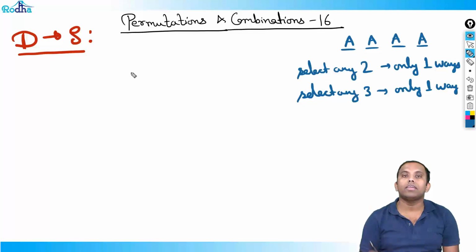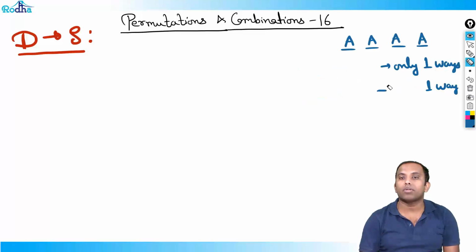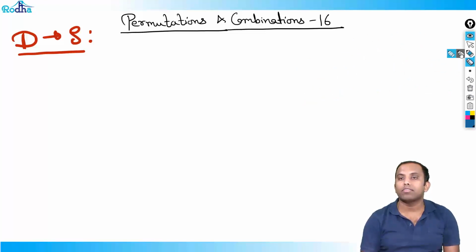Out of n different things, selecting r different things, nCr ways. Out of n similar things, selecting r similar things, only one way. r could be any value less than n. So in this case, we'll discuss the case of different to similar now.